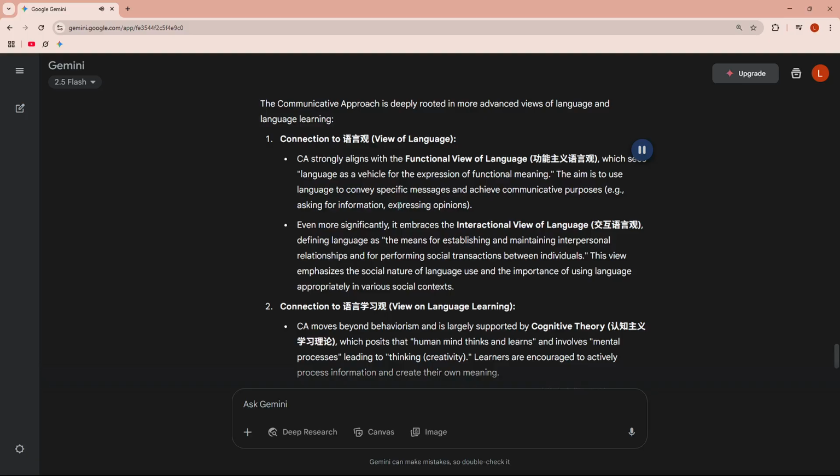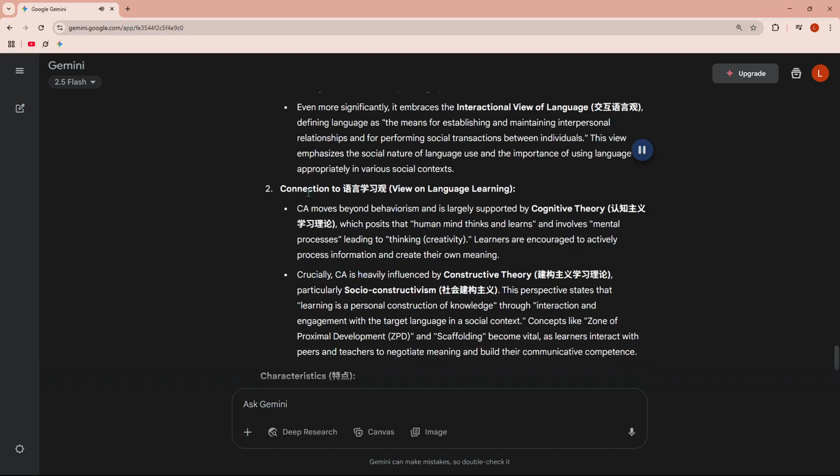Even more significantly, it embraces the interactional view of language, Jiao Hu Yu Yan Guan, defining language as the means for establishing and maintaining interpersonal relationships and for performing social transactions between individuals. This view emphasizes the social nature of language use and the importance of using language appropriately in various social contexts.